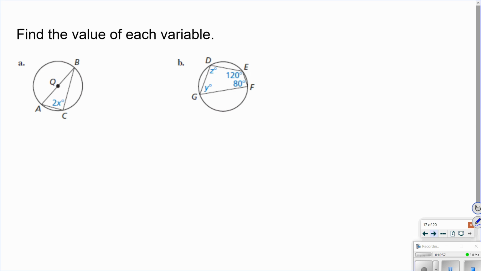This one says find the value of each variable. Notice that this is the diameter. That means this is 180 degrees, and that angle is an inscribed angle. That means 2x has to equal 90. You can either use a theorem or just use the fact that we know that's 180, and your inscribed angle has to be half of that. So divide by 2, so x equals 45.